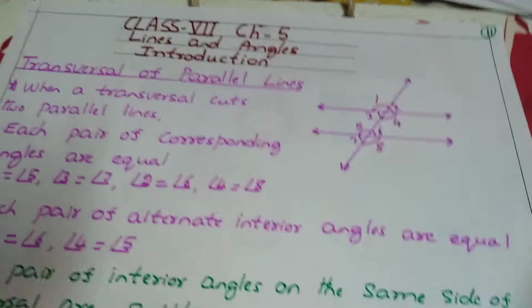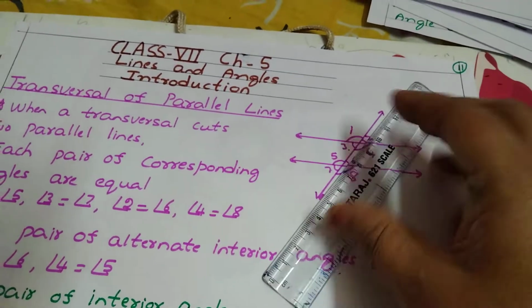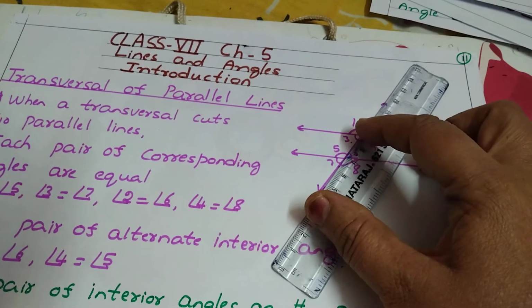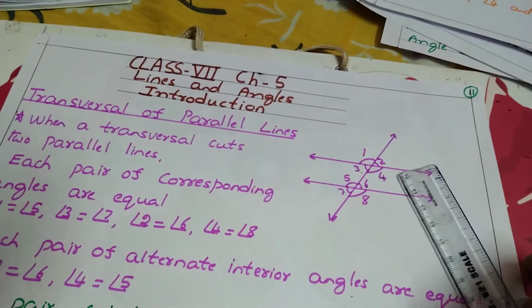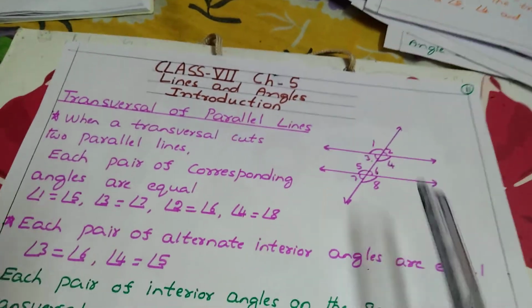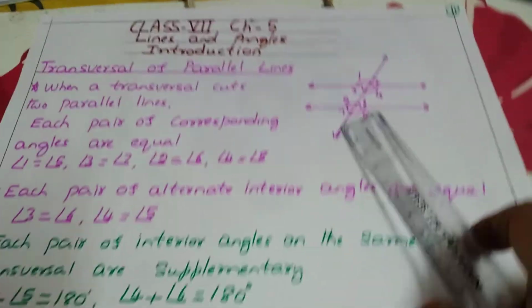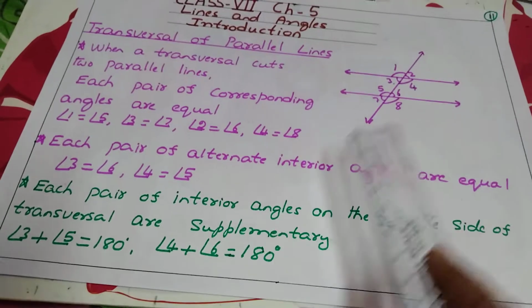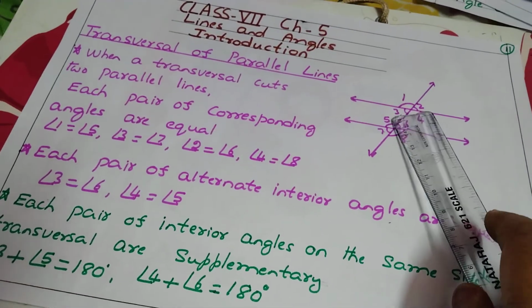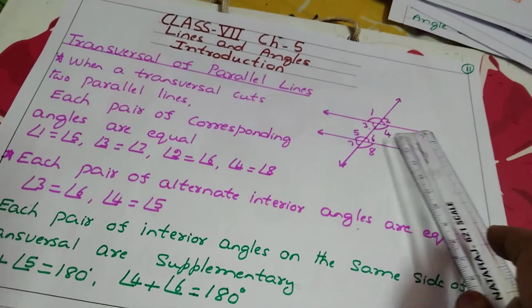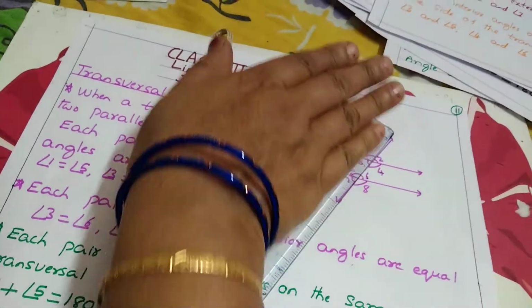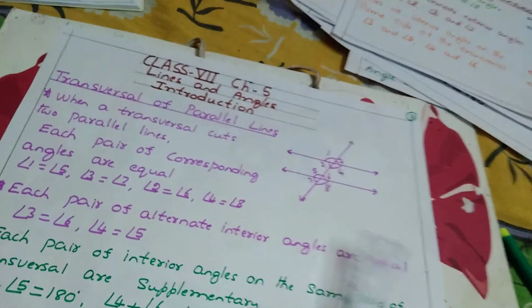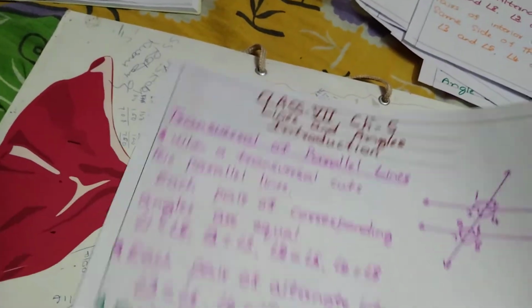Supplementary, see, one is an acute angle and one is an obtuse angle. If you measure them, the sum is 180 degrees. Supplementary means it should be equal to 180 degrees. If you measure 3 and 5, it is 180 degrees, and 4 and 6, if you measure in this direction, it is also 180 degrees.